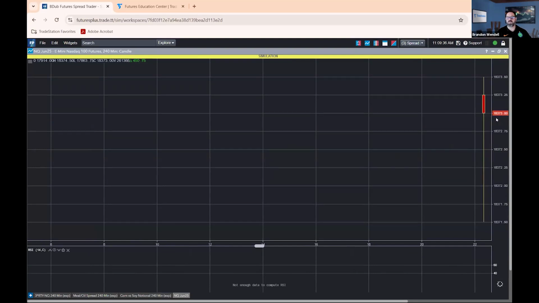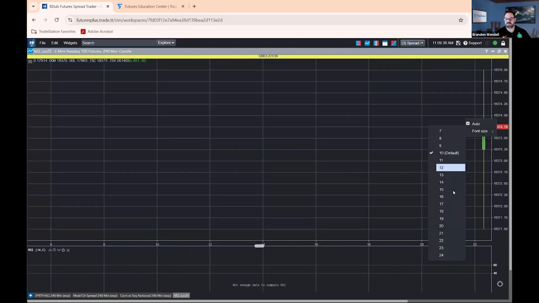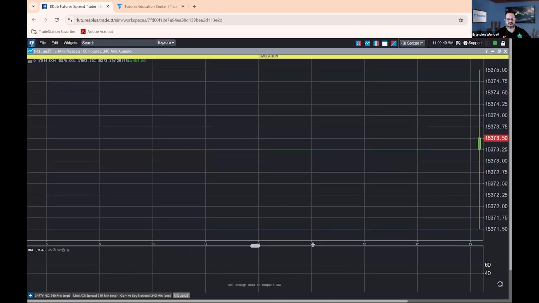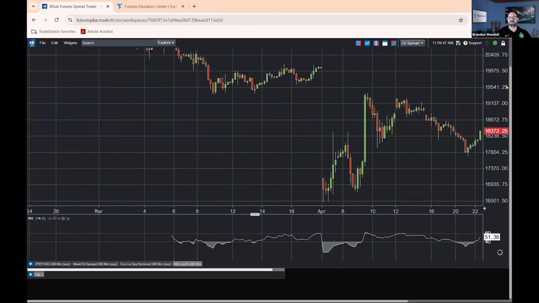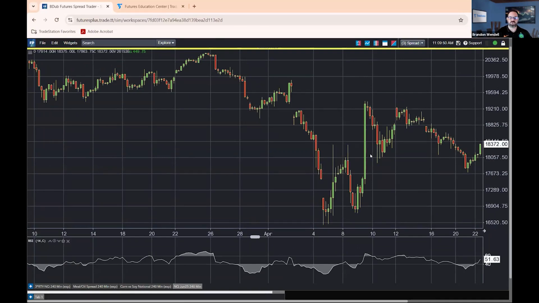But that is just the normal NASDAQ future. Let me increase the font here so we can actually see what's going on there. There it is. And there's the contract. So I could trade this either long or short or whatever I want to do. But another thing I could do is create a spread and trade the spread instead.